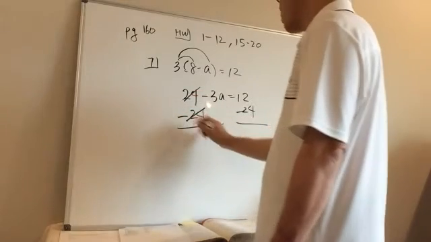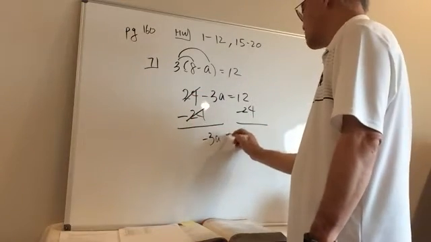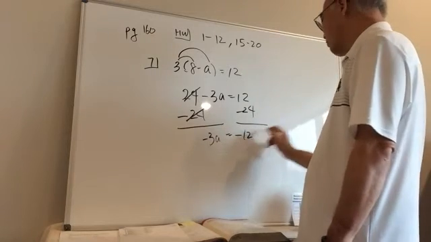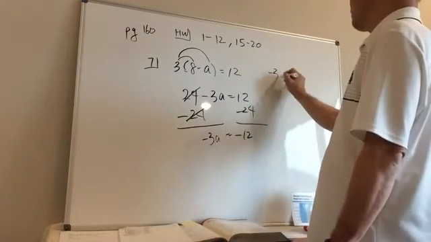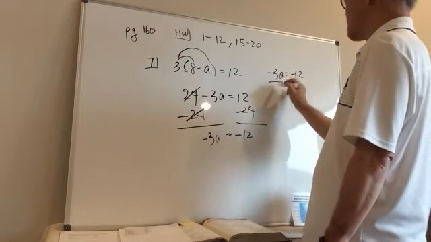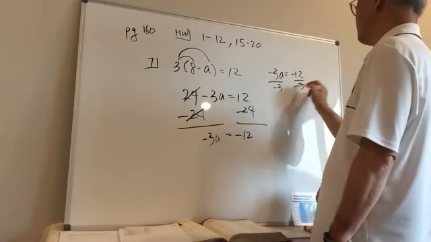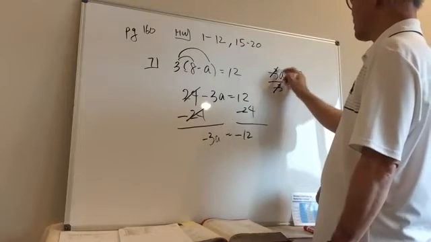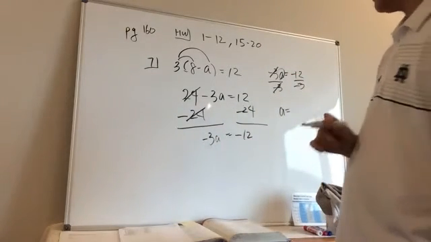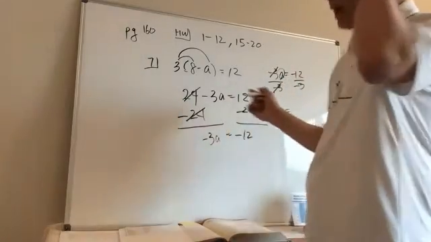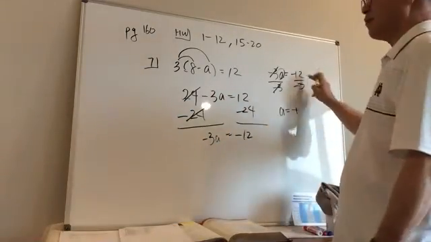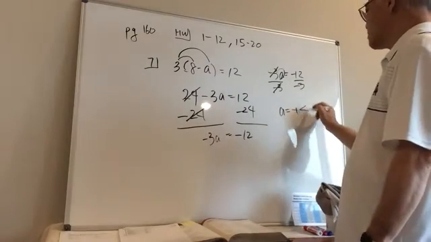This and this goes away. Negative 3a is equal to 12 minus 24, which is minus 12. So I have negative 3a is equal to minus 12. If I divide each side by negative 3, now this goes away. I only have a left. So a is equal to negative 12 divided by negative 3. A negative number divided by a negative number, again, is a positive number. So it's a positive number. 12 divided by 3 is 4.